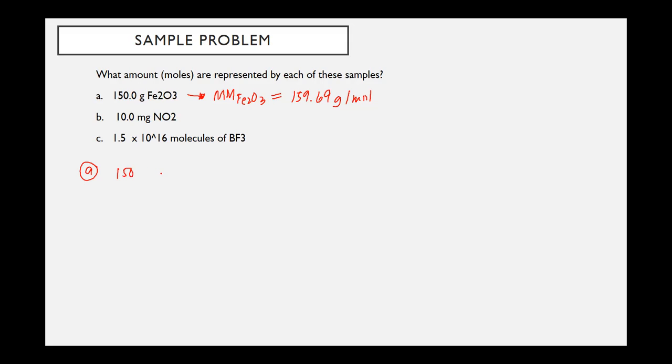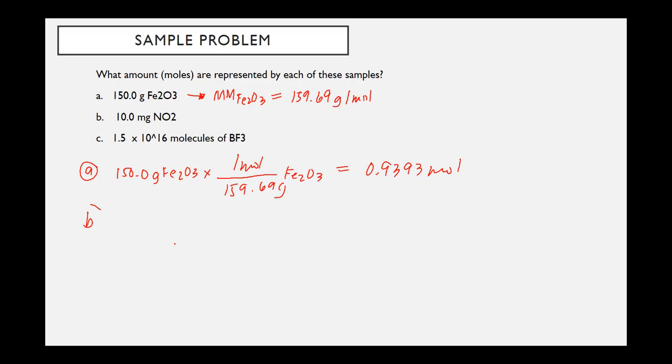So, 150.0 grams Fe2O3, multiply by the reciprocal since i-divide natin dito, so 1 mole Fe2O3 per 159.69 grams, which will give us 0.9 mole.